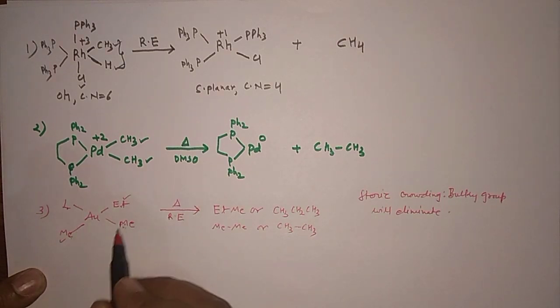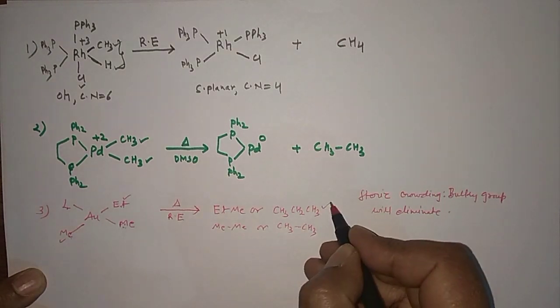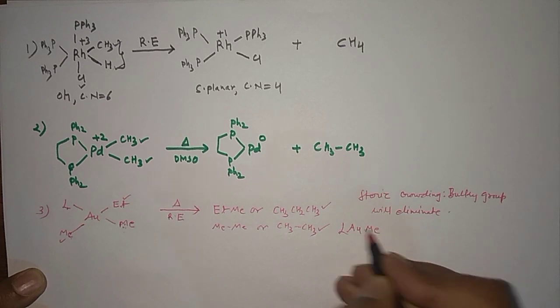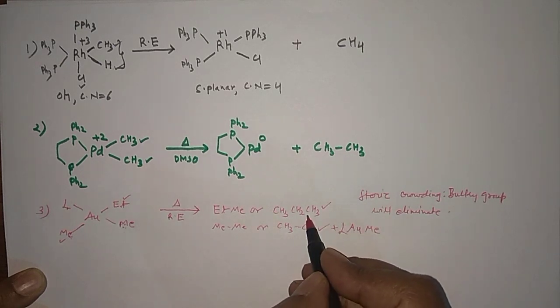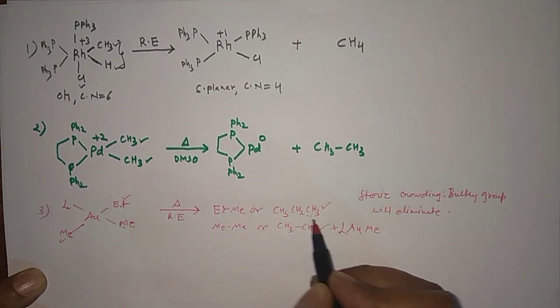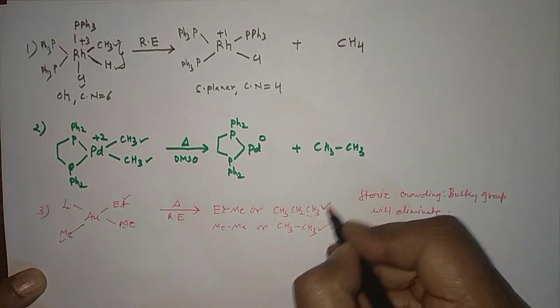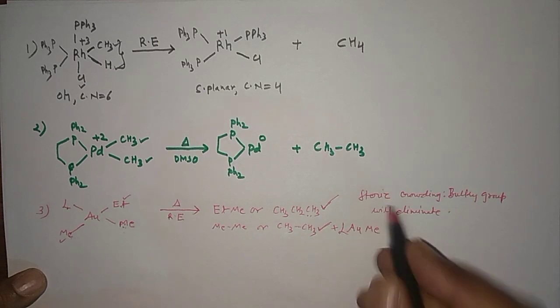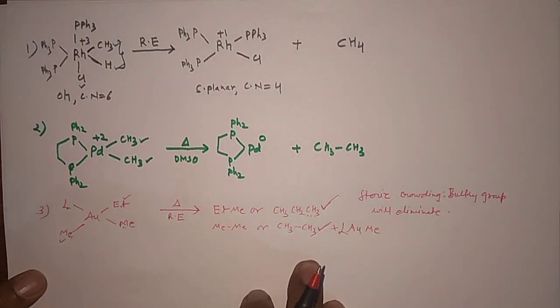So what product you will get actually? Say you have this one and you have this one, and along with this you are having your AuLMe. Okay, but this actually will eliminate first. So major product would be this one, and this is the minor product. So stereochemistry also actually, see, this steric crowding also actually controls the reaction, right?